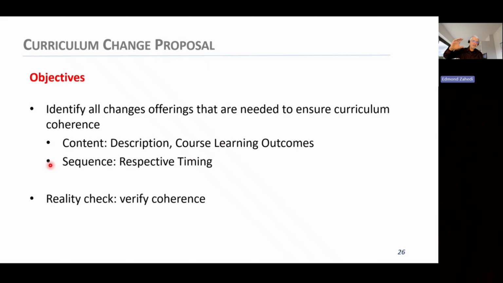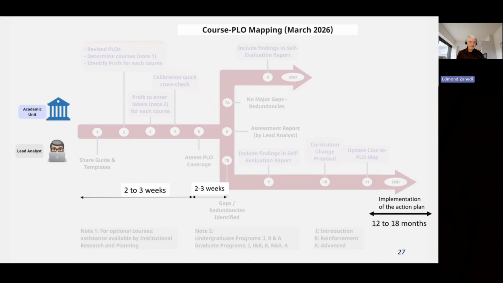So if you have a course that is an advanced course, and it happens that after the advanced course you have reinforcement, or you have introductory courses, which we saw some examples of in the previous slides, that's something to look at. The reality check is always to verify coherence, to see whether everything is working and is a workable solution that is being proposed.